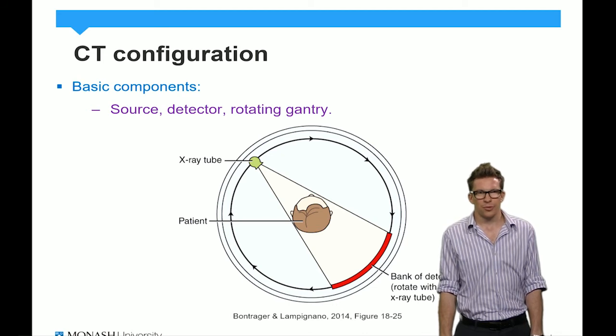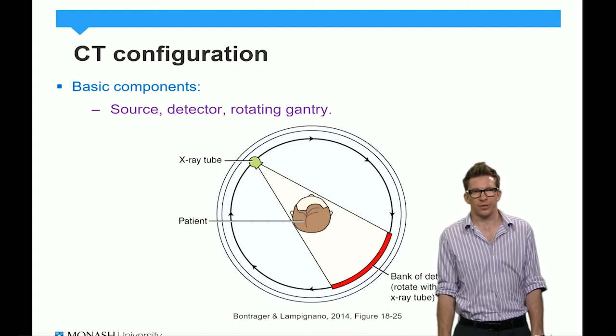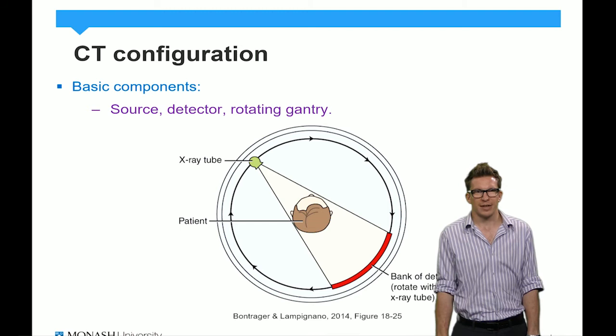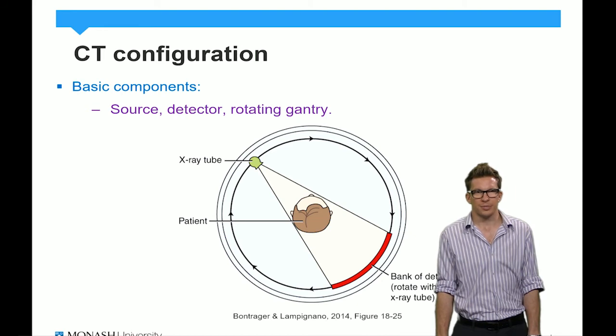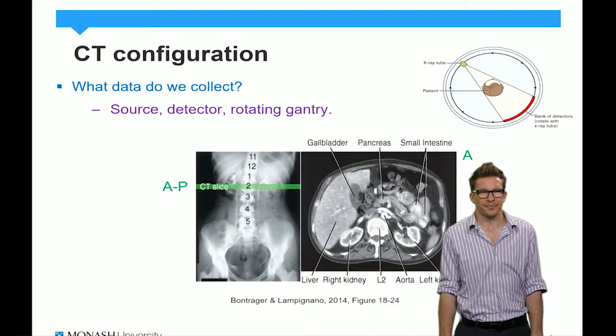They pass through the patient, which is just a head scan in this configuration, and onto the detector. So the detector banks are the red detector channels there. And each of those detector channels is making an independent measurement of the X-rays that pass through the patient.